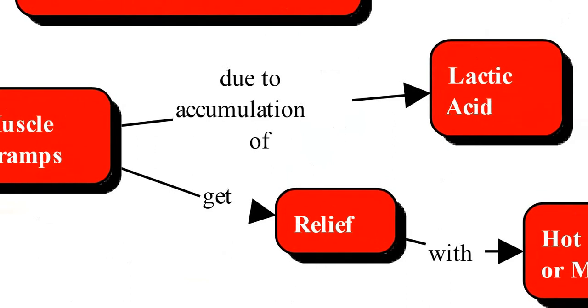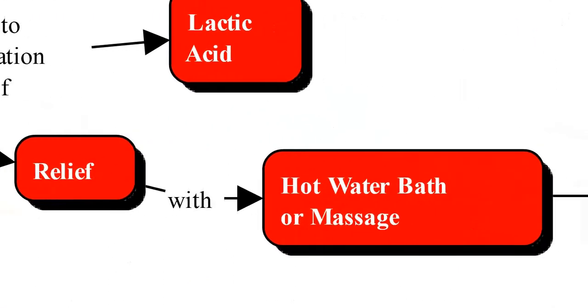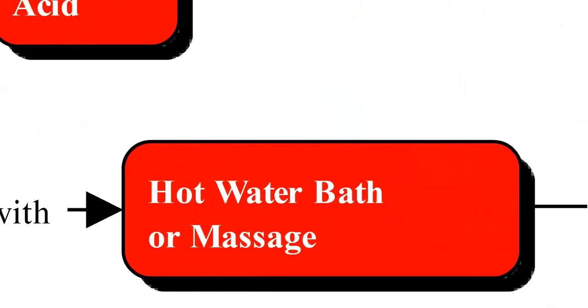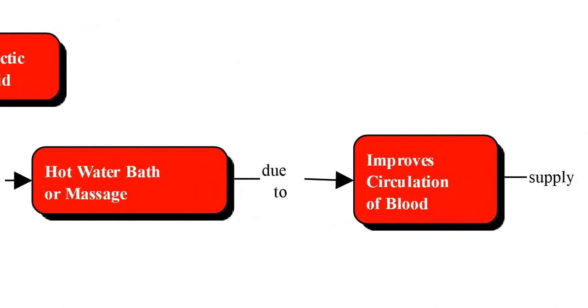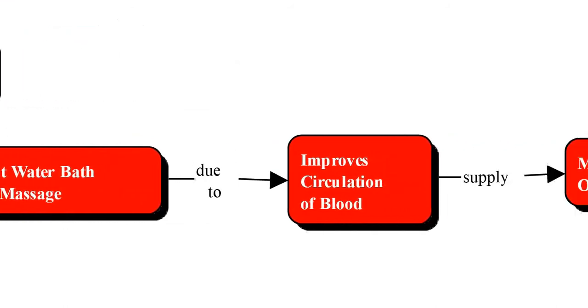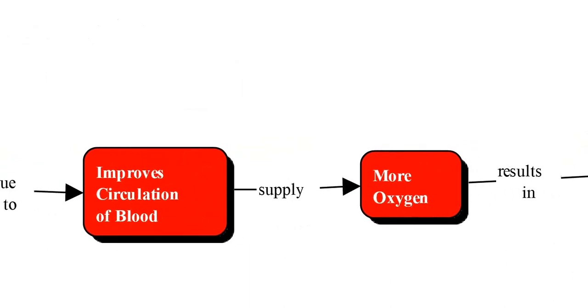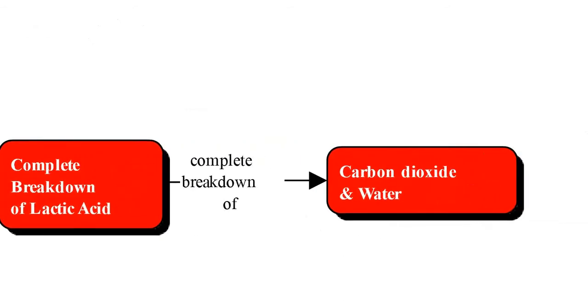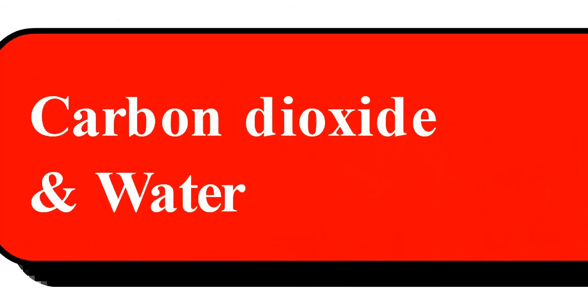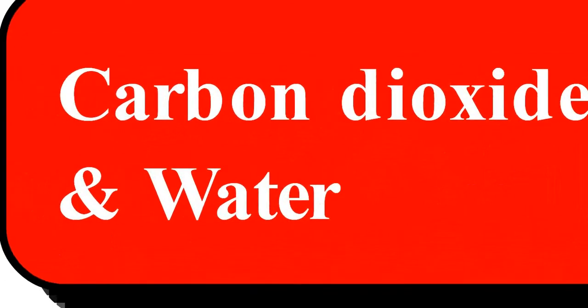When you have muscle cramps, to get relief from them, you need to take a hot water bath or a massage. Due to this, it improves the circulation of the blood and supplies more oxygen. As a result, there is complete breakdown of lactic acid into carbon dioxide and water. As the lactic acid is completely broken down, we get relief from these muscle cramps.